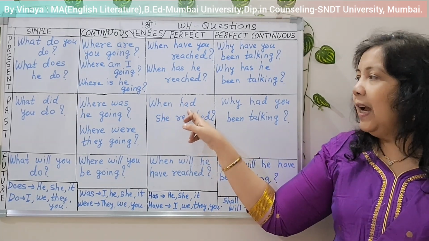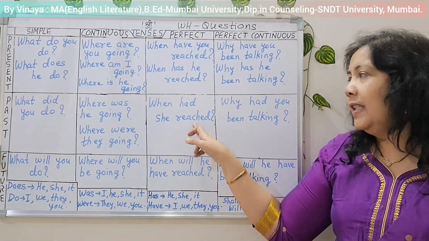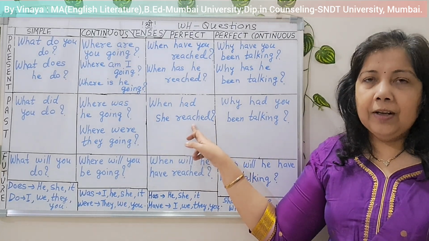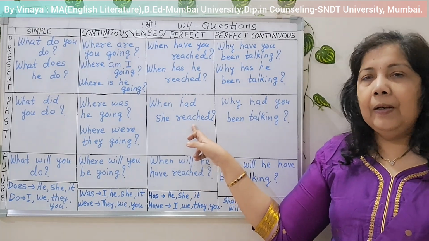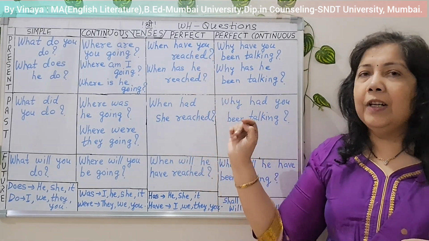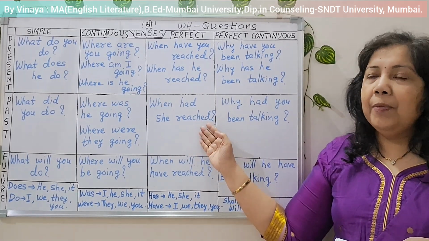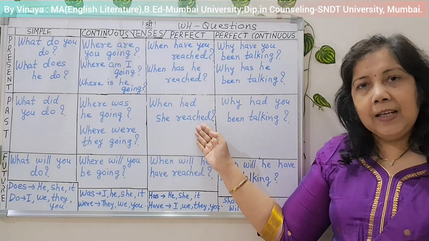WH word plus had plus subject plus the third form of the verb. This is the third form of the verb, that is important. PP, past participle. Okay. Today I have taken different verbs here. So I have not written over there like in the earlier 4 videos. Different verbs I have used. The third form of the verb is used in this tense.